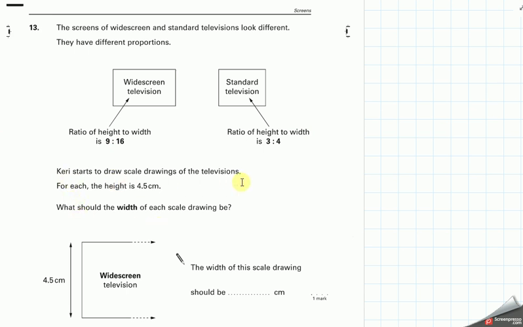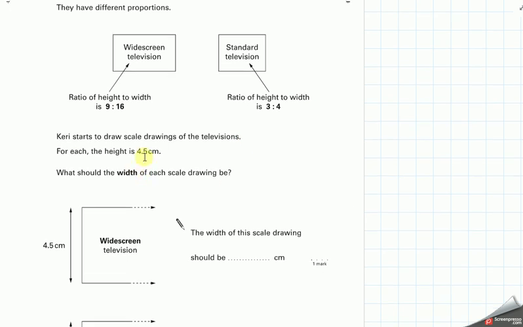Kerry starts a scale drawing of these televisions. For each, the height is 4.5 centimetres. What should the width of it be? So we have the scale 9 to 16, and we want to go to 4.5. I'm halving it. So I halve that distance, 8 centimetres.